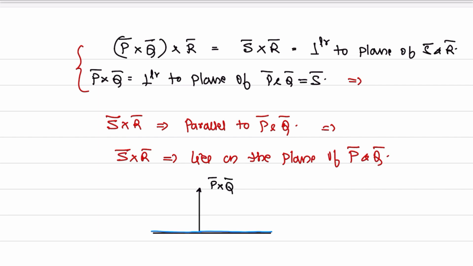then this will be P cross Q cross R. This will be perpendicular to P and Q. Here it is perpendicular to P and Q. The second perpendicular to P and Q is this line. Please try to understand.